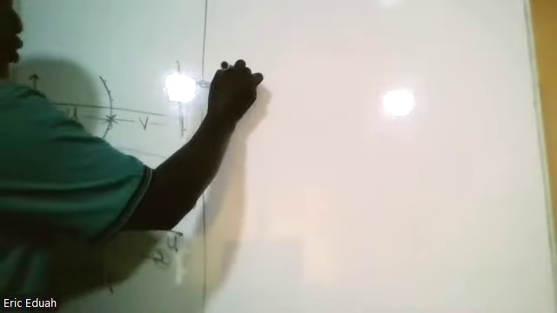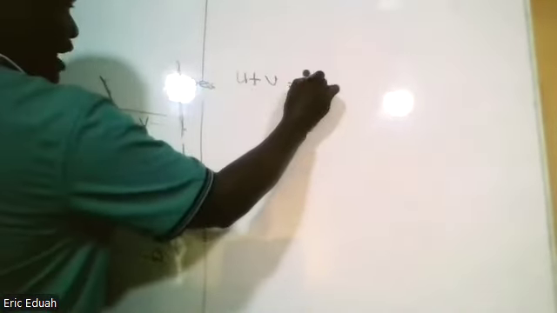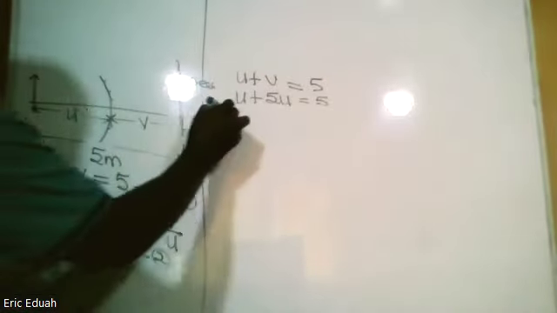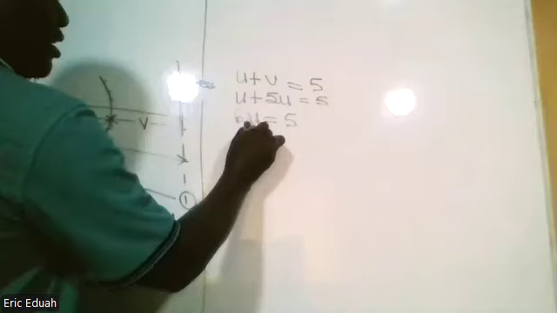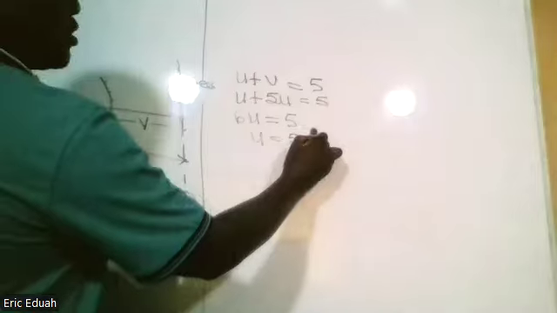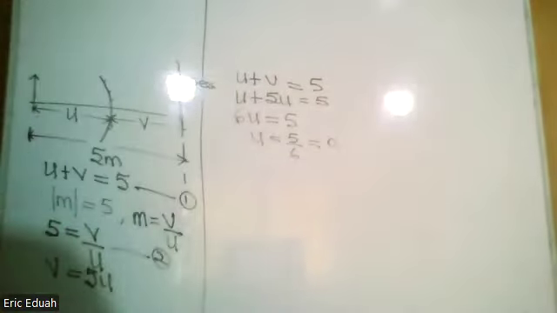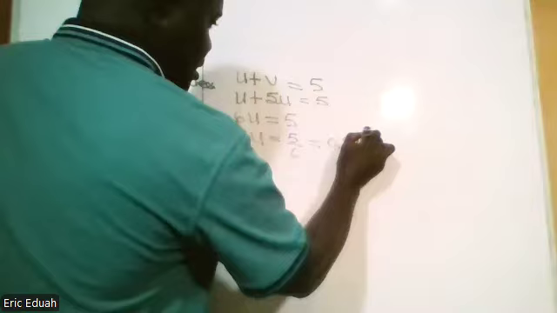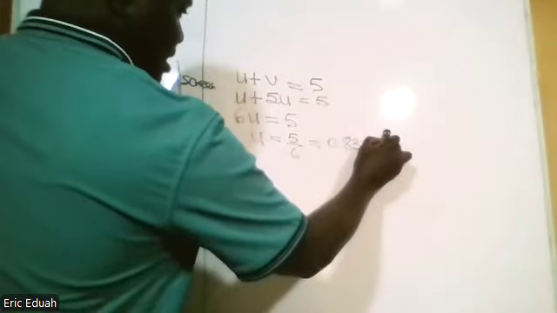Okay, so it's just a simple question, but I don't know how some of you were looking at it. Maybe you thought so much. So we have U plus V equal to 5, and U plus 5U is equal to 5. Therefore, 6U is equal to 5. Then you find U, 5 over 6, which must be... calculate it for me, please. 0.833. Okay. And that is in meters.